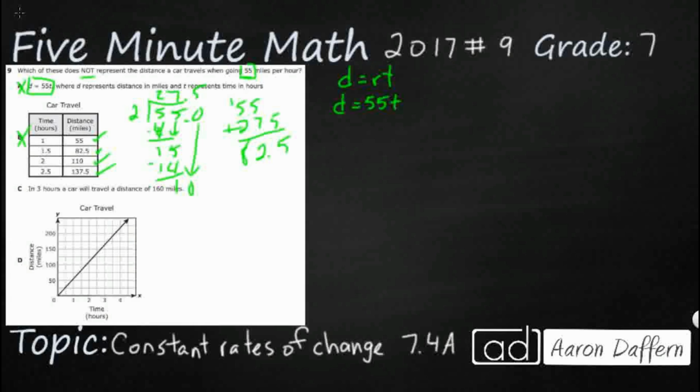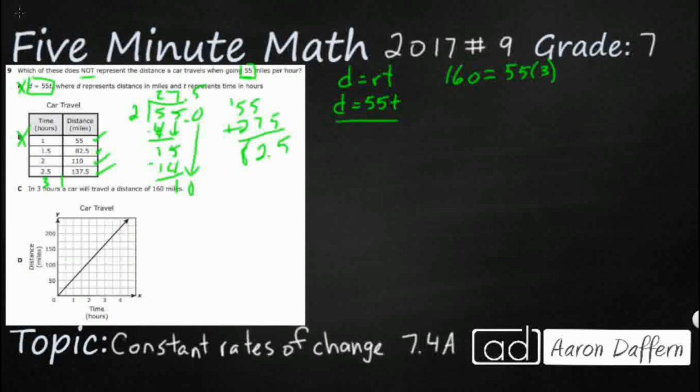So C, in 3 hours, a car will travel a distance of 160 miles. Well, let's just plug that in here. That doesn't go up to 3, but let's just go ahead and add that for 3. It looks like we might need that for D anyways. So d equals rt, so they say 160 equals my rate of 55 times 3.